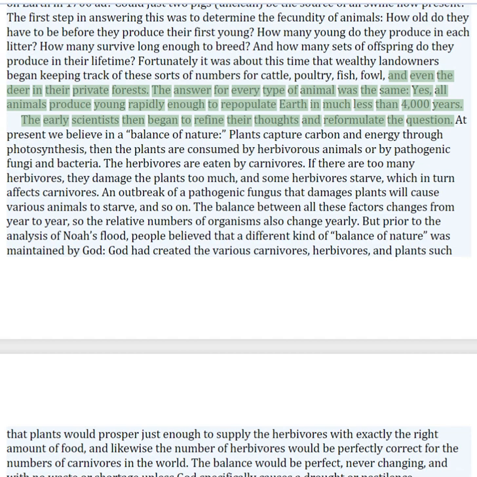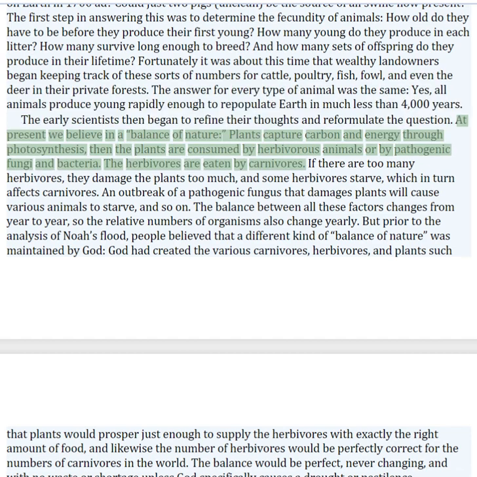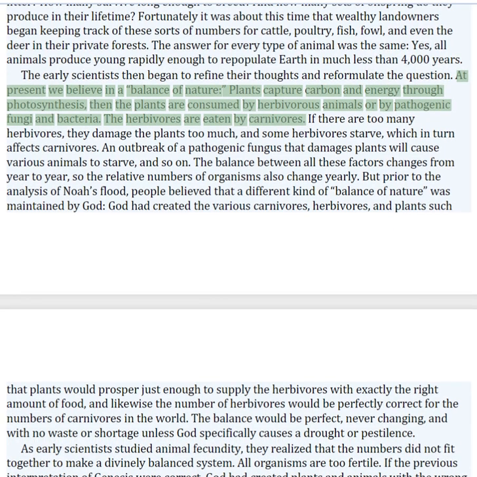The early scientists then began to refine their thoughts and reformulate the question. At present we believe in a balance of nature. Plants capture carbon and energy through photosynthesis, then the plants are consumed by herbivorous animals or by pathogenic fungi and bacteria. The herbivores are eaten by carnivores.